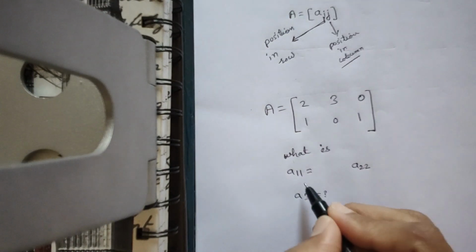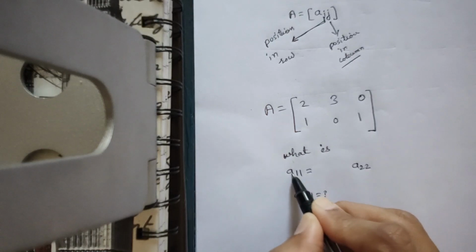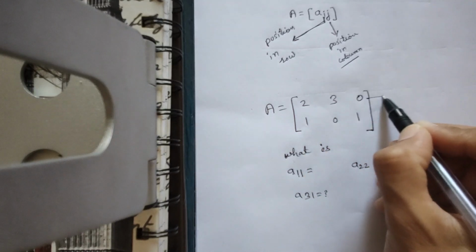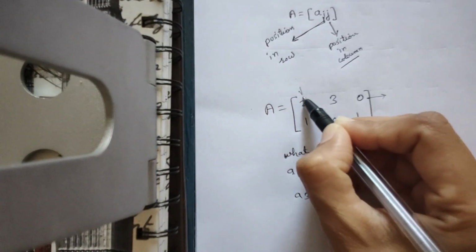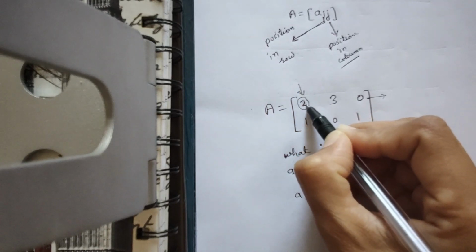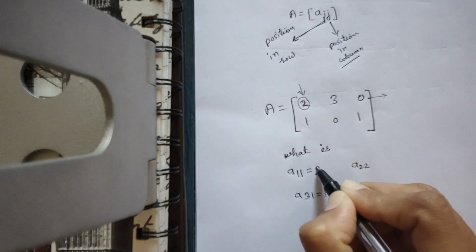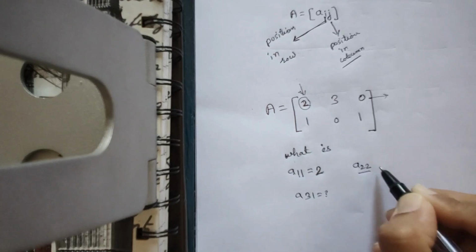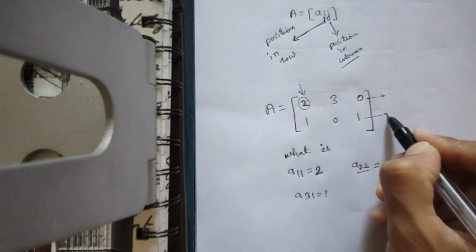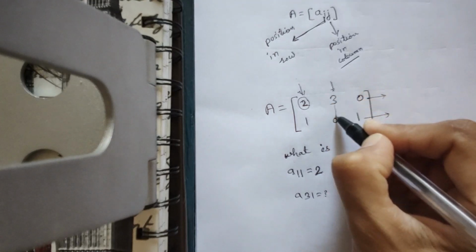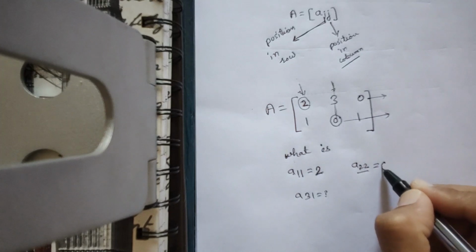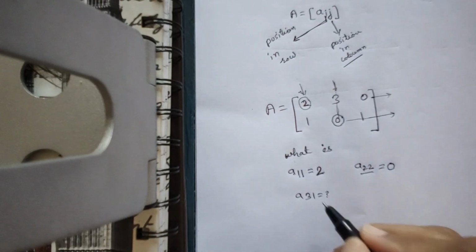So A11 means the element in first row, first column. So first row is this and first column is this. So this is the element, right? First row, first column, which is 2. So my A11 equals 2 here. A22: second row, second column. So this is my second row and this is my second column. So that element is 0. So A22 is 0 here.